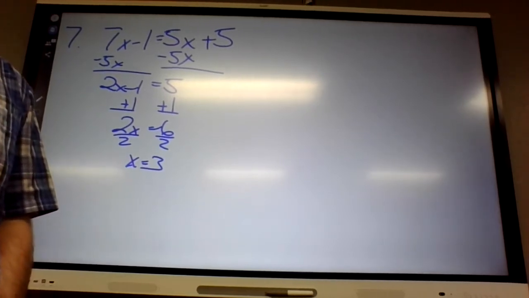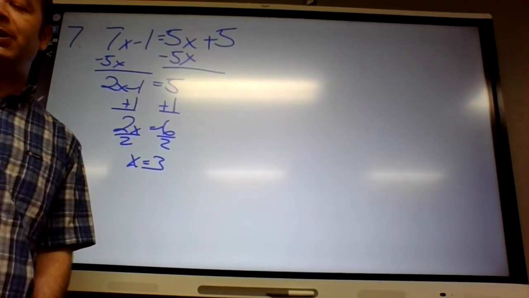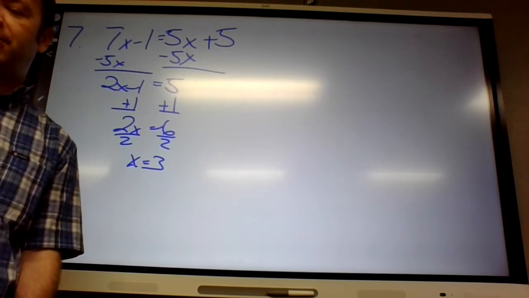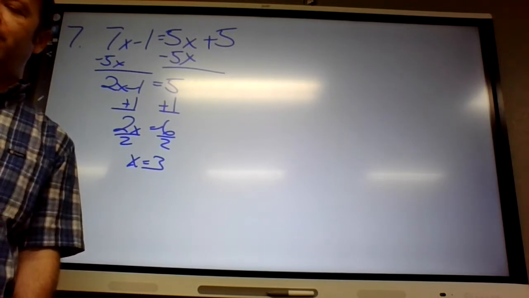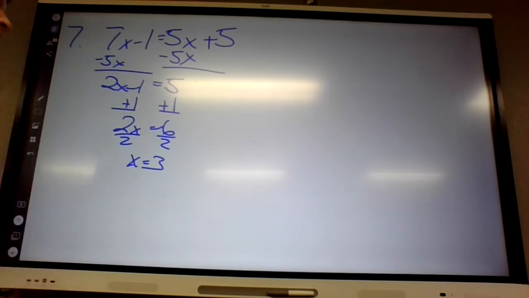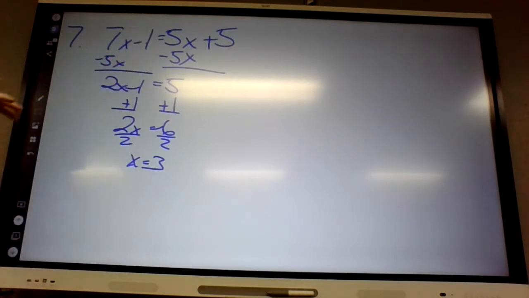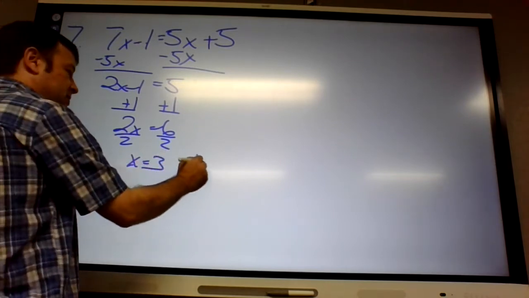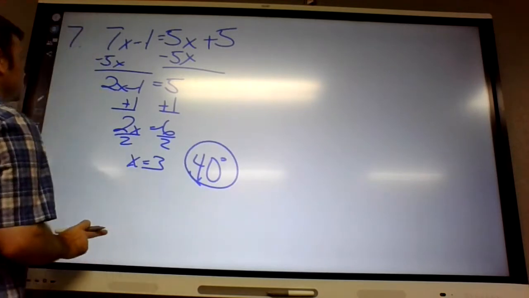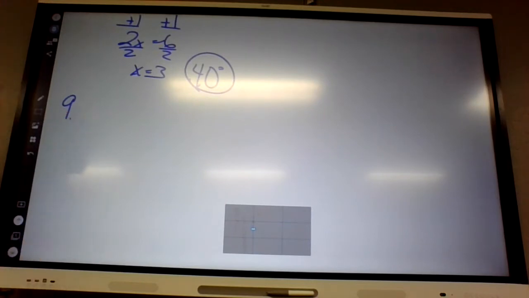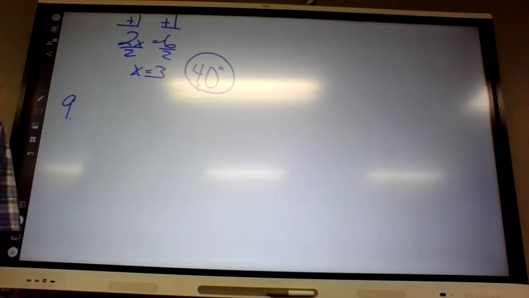All right. So we got x is 3, and we're supposed to find angle VRU. It's the two angles together, right? Yeah. So I can find one of the angles by plugging 3 back in for x. 7 times 3 is 21, minus 1 is 20. So they both have to be 20 because they're the same thing. 20 plus 20 is 40. Heck yeah. This is too easy.